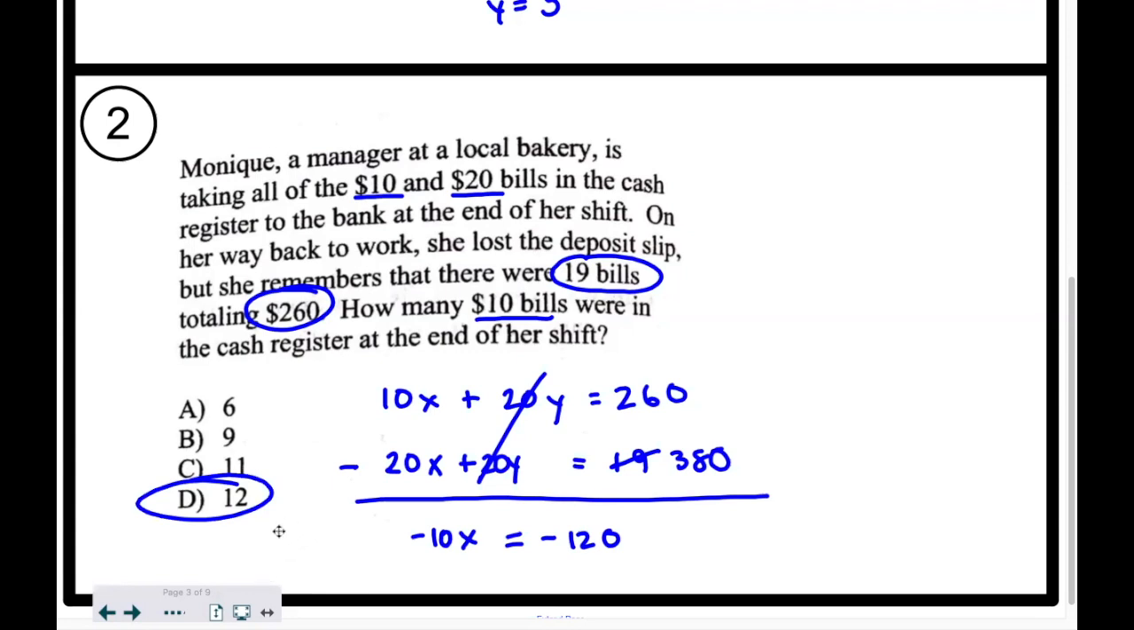But either way, it's really important that in a word problem, we pay attention to what they're asking us for. So they were asking for X. It's simply because I made X the $10 bill one, right? So whatever variable you chose for the $10 bill is what you would be looking for. Okay.